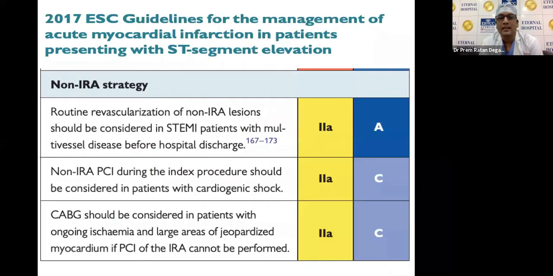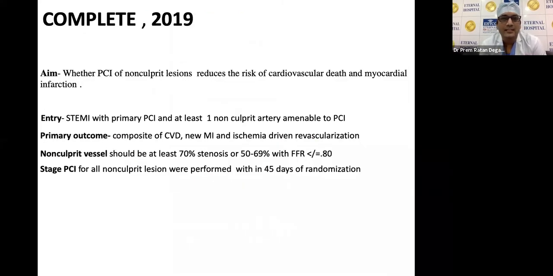So on the basis of these studies, in 2017, the ESC changed the guideline from 2B to 2A for non-infarct-related artery revascularization in STEMI patients. Then in 2019, the COMPLETE trial was published. The aim of this trial was to see whether PCI of non-culprit lesions reduces the risk of cardiovascular death and MI. The patients included were those with primary PCI and at least one non-culprit artery amenable to PCI. The primary outcome was the composite of cardiovascular death, new MI, and ischemia-driven revascularization.